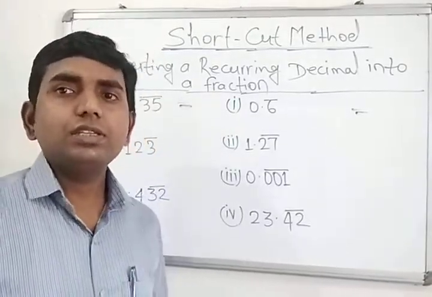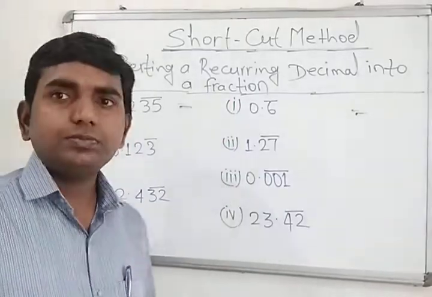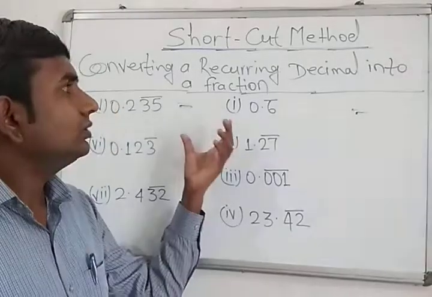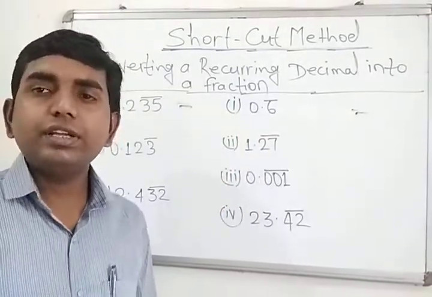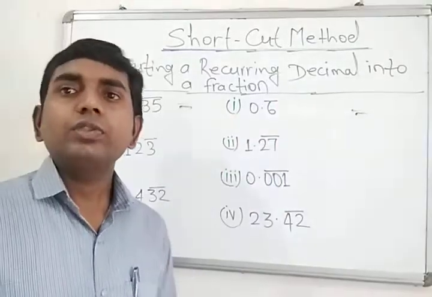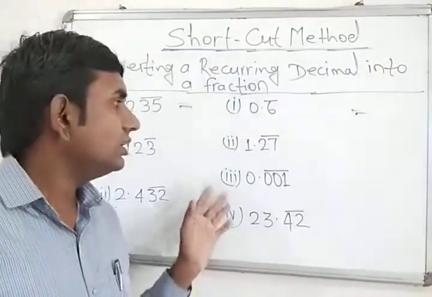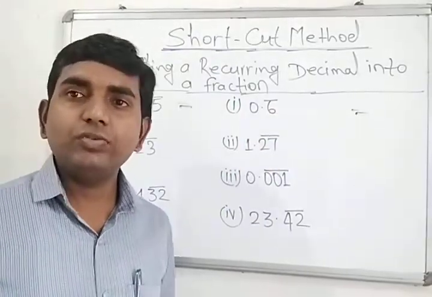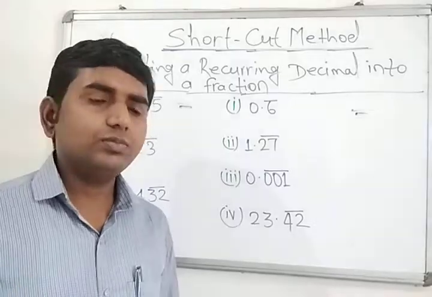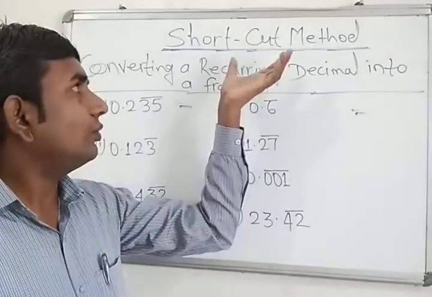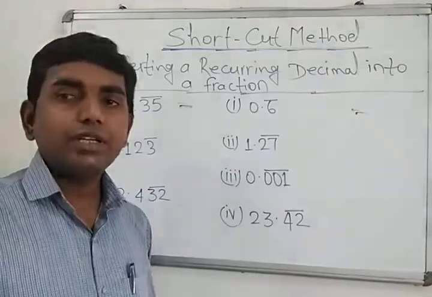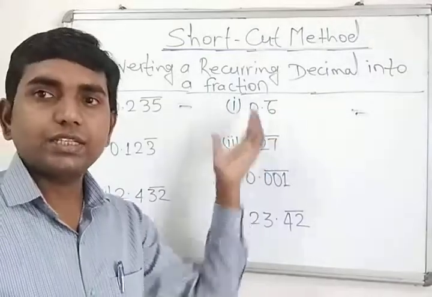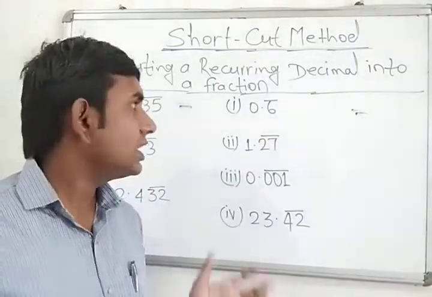In class 9th, in the chapter Number System, we studied how to change non-terminating recurring decimals into fractions. We have two processes to convert a recurring decimal into a fraction. First, the process by assuming x. That process is somewhat difficult, and we also have a shortcut method. By this method we can easily convert a recurring decimal into a fraction. Now let's see how it works.